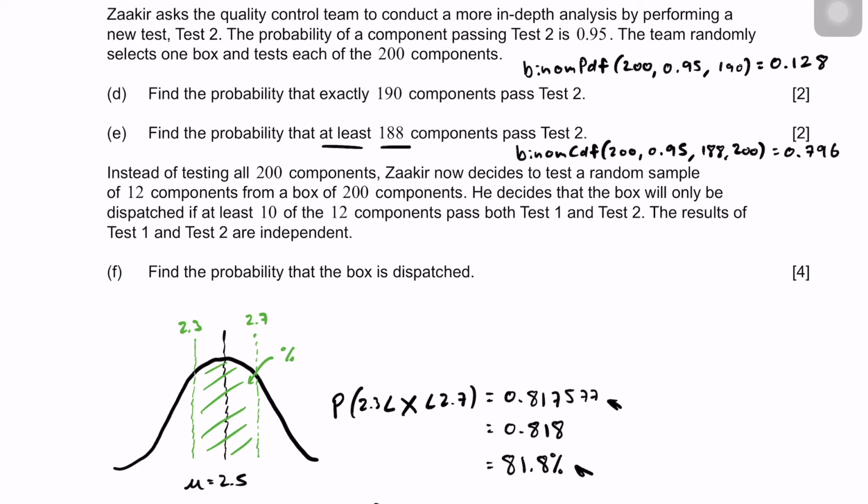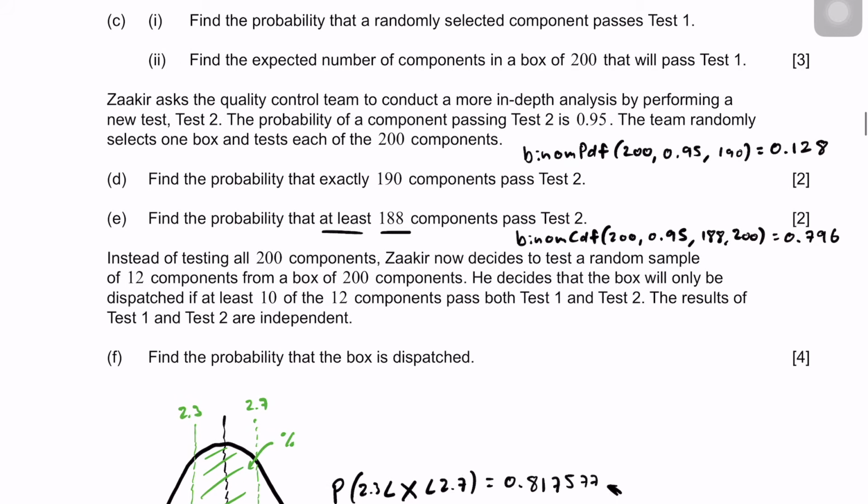Okay. So in this case, he's coming up with a new test. And instead of going through all 200 components, he's going to reach in and grab 12 components. And a box is only going to be dispatched if at least 10 of these 12 components pass both test 1 and test 2. And what we want to do is find the probability that the box is dispatched. That is to say, at least 10 of the 12 components pass both test 1 and test 2. So what is it for a component to pass both test 1 and test 2, also knowing that they're independent?